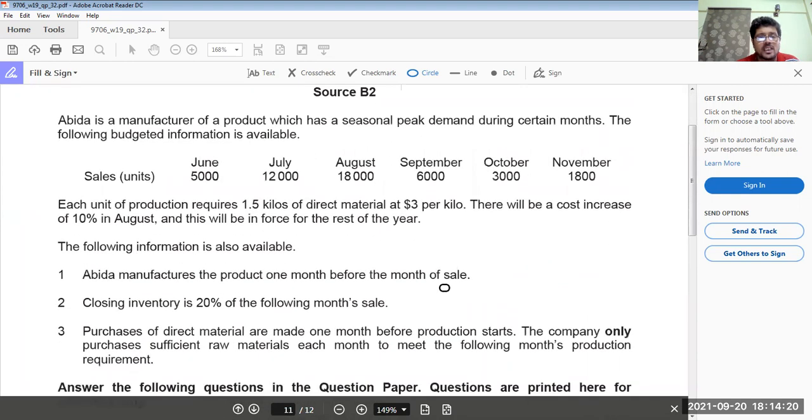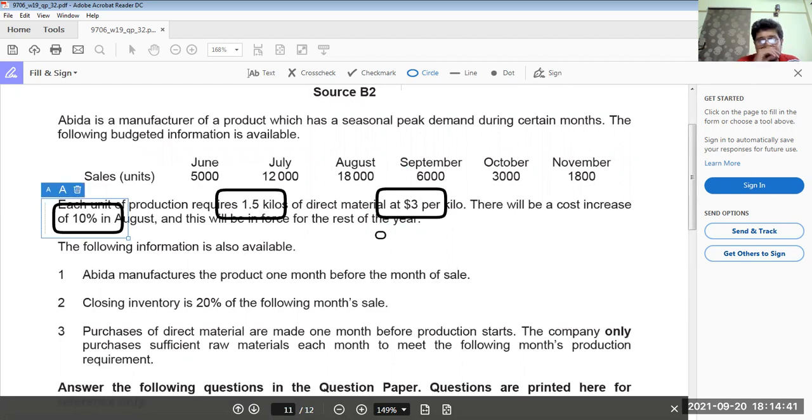Abida is a manufacturer of a product which has a seasonal peak demand during certain months. The following budgetary information is available. Sales for June, July, August, September, October, November, December. Each unit of product requires 1.5 kilo at the rate of $3 per kilo. The cost increases 10% in August and it will stay the same for the rest of the year. Abida manufactures the product 1 month before the sale. So in June we are going to produce for July, in July for August, in August for September, in September for October.